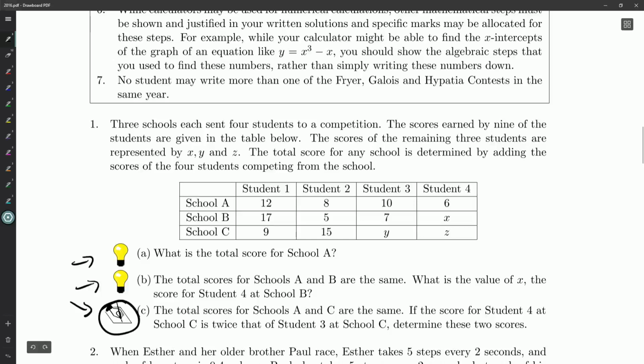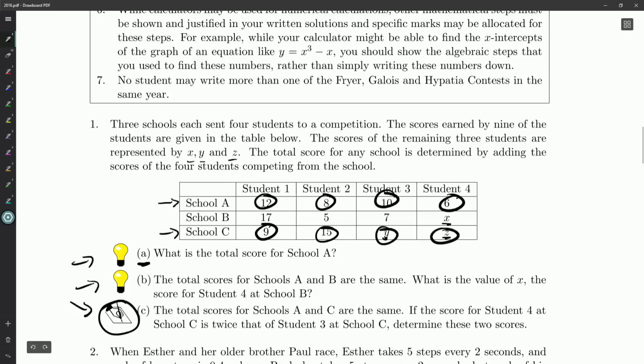Okay, so for question 1, 3 schools each sent 4 students to a competition. The scores earned by 9 of the students are given in the table below. And then it looks like we've got this X, Y, and Z that are unknown. The scores of the remaining 3 students are represented by X, Y, and Z. The total score for any school is determined by adding the scores of the 4 students competing from the school. So for school A, for example, we add up those numbers. For school C, if we wanted their school score, we'd need 9 plus 15 plus Y plus Z. Of course, we don't know what Y and Z are.